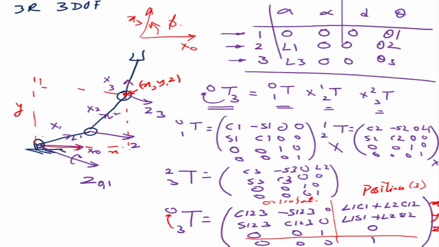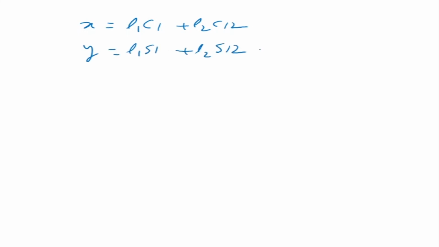Now the forward kinematics problem: I know that x, y, and z is 0, so I'll simply write x and y only. In my forward kinematics problem, x is equal to L1 cos θ1 plus L2 cos θ12, y is equal to L1 sin θ1 plus L2 sin θ12, and phi, the angle, is equal to θ1 plus θ2 plus θ3, because it is planar.